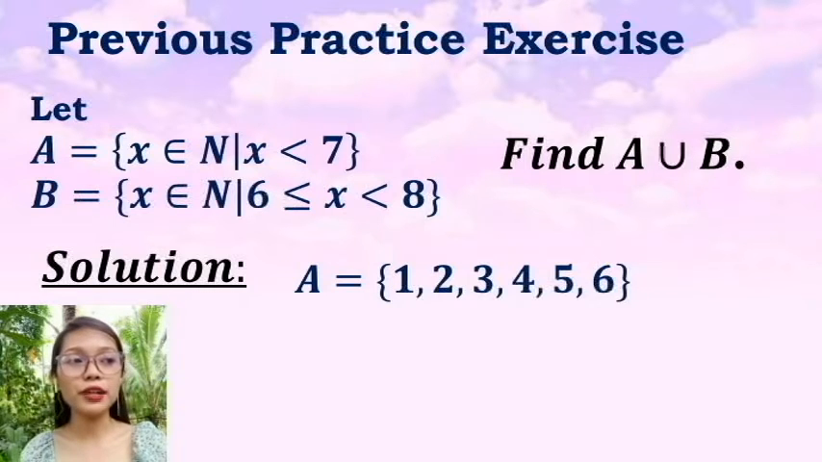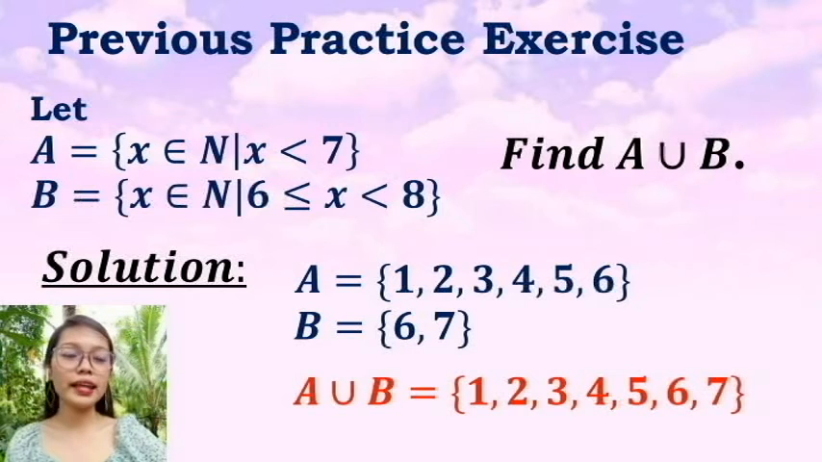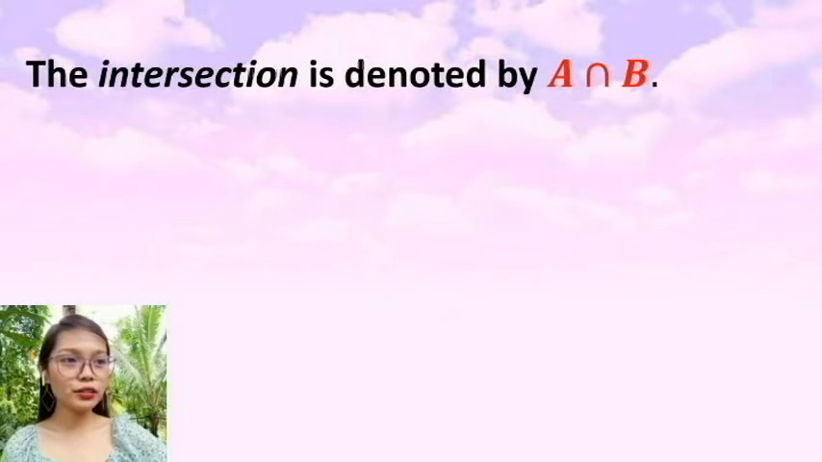For set B ingon siya nga si x is greater than or equal to 6 but less than 8. So unsa kay ni? Okay, 6 ug 7 ra. So ang union ni A ug ni B ani nga given is 1, 2, 3, 4, 5, 6 and 7. Okay, congratulations.